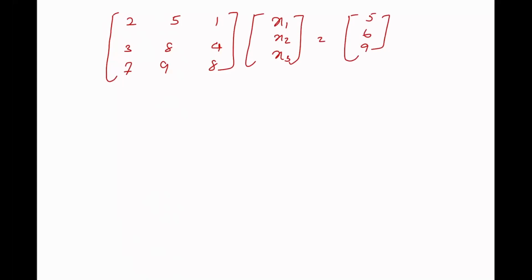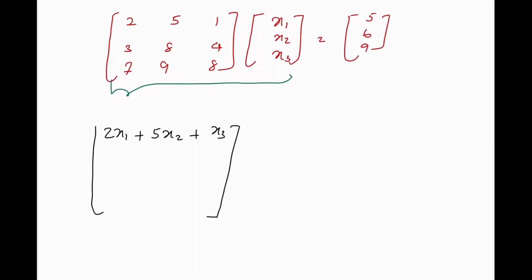If you solve this out, if I consider this part, I can expand this as 2x1 plus 5x2 plus x3. This is the resulting vector. This is actually 3x1 plus 8x2 plus 4x3, and it is 7x1 plus 9x2 plus 8x3. Now I do some slight modification. I do some crazy thing here.